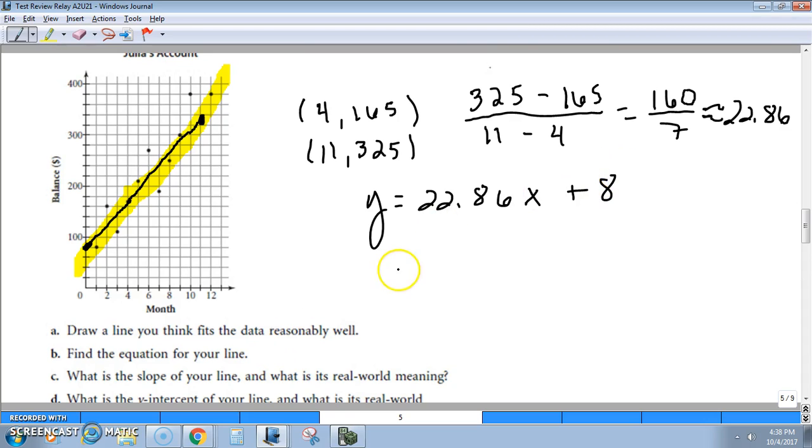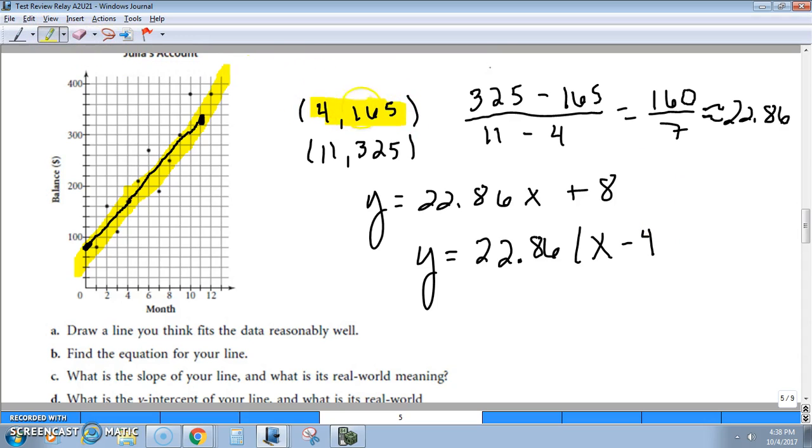I could have put it into point slope form, you guys. I just guessed on the y-intercept, but I could have said, hey, I don't want to guess on the y-intercept. I want to do point slope form. So I could have put my slope out here, and then x minus 4. I'm going to pick the point for 165. So x minus 4, and then plus 165. And that would be point slope form.